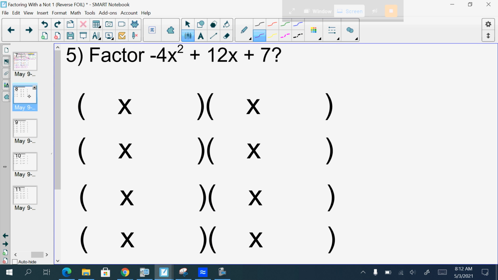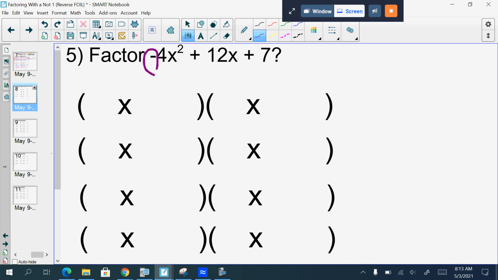All right. Number 5. Now, guys, here's the thing you have to be careful of. Make sure your eyes are up here, okay? Because you may look at this and think that there's not a greatest common factor between -4 and 12 and 7 other than 1. However, again, guys, please look up here.